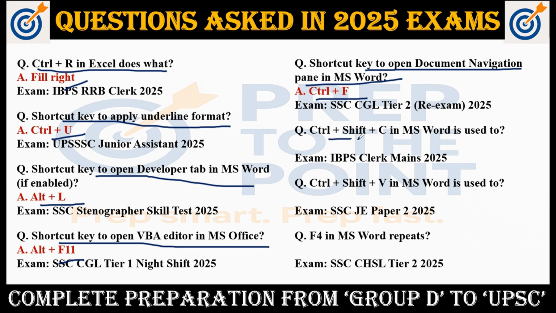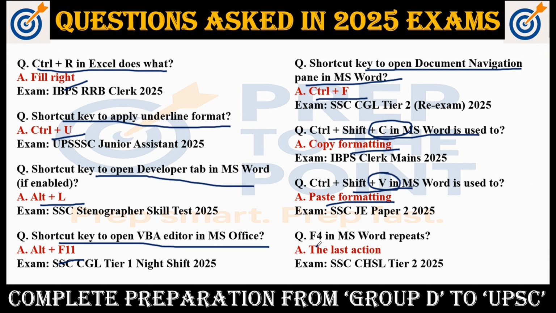Control Shift C in MS Word is used to copy formatting. Control Shift C for copy formatting. Control Shift V to paste formatting. Control Shift C copy formatting and Control Shift V paste formatting. F4 in MS Word repeats the last action. F4 to repeat last action.